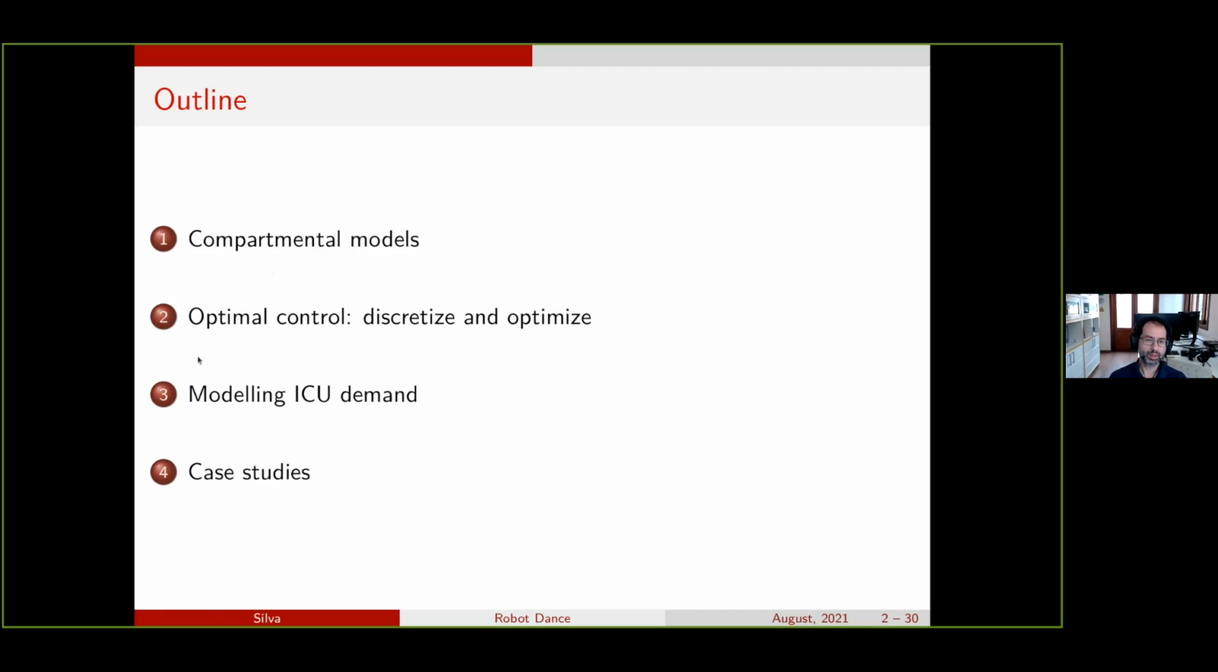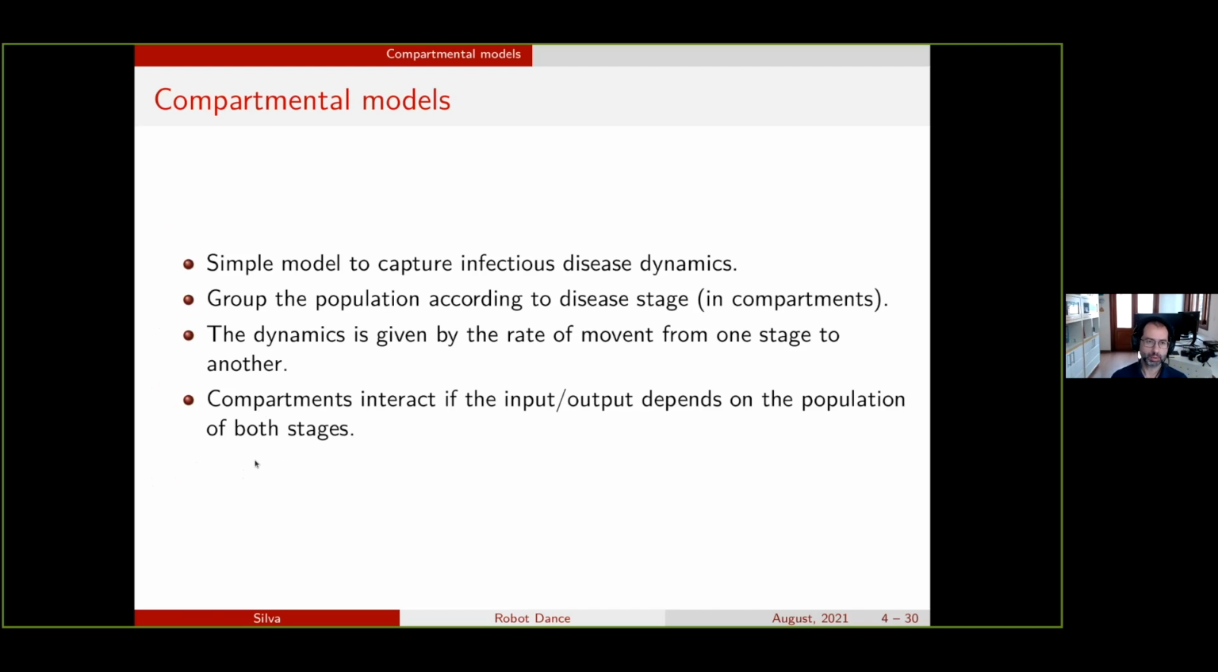And among the things that we have to do when we're modeling our problem, we have to decide how to model the ICU demand. I will talk a little bit about that. This is basically where we add some kind of stochastic flavor in our problem. And I will present some case studies that we've done in different works we have submitted for publication. So let's start with the compartmental models.